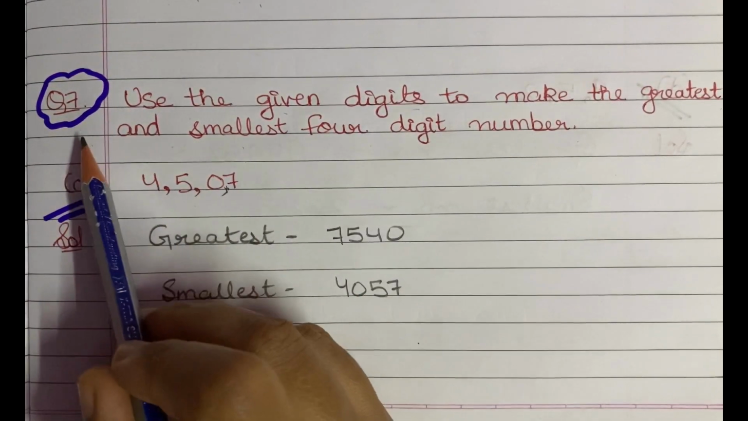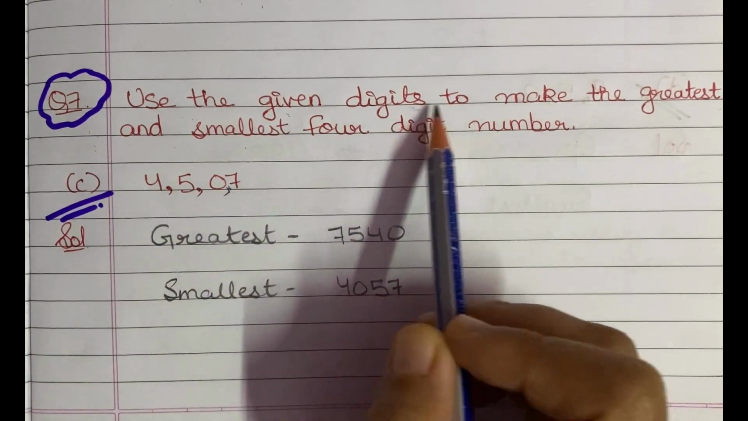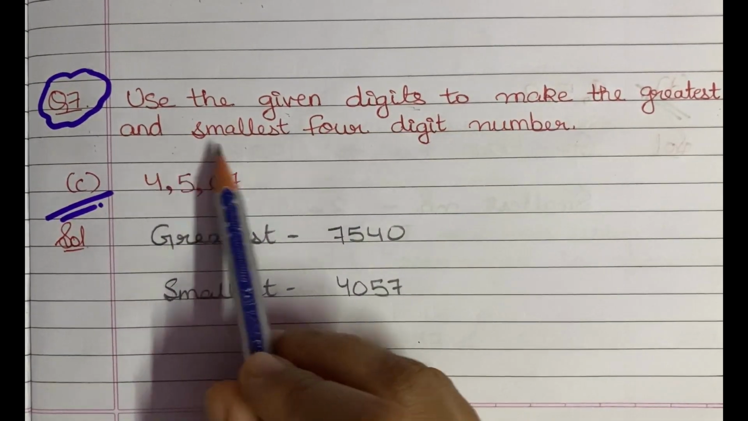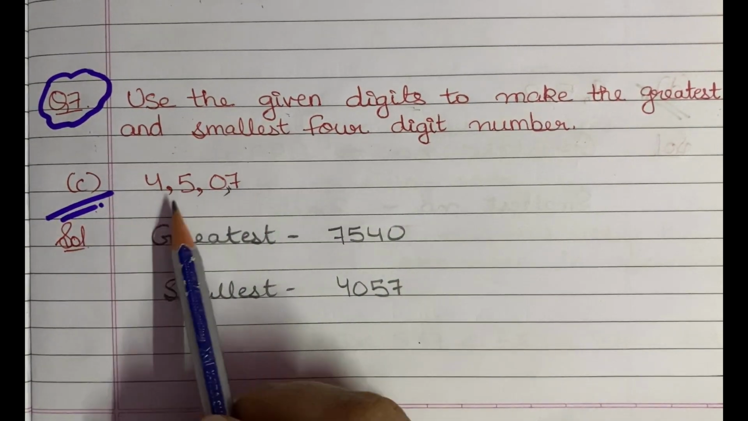Next is question number 7, and question number 7 says that use the given digits to make the greatest and smallest 4-digit number, and C part says that 4507.